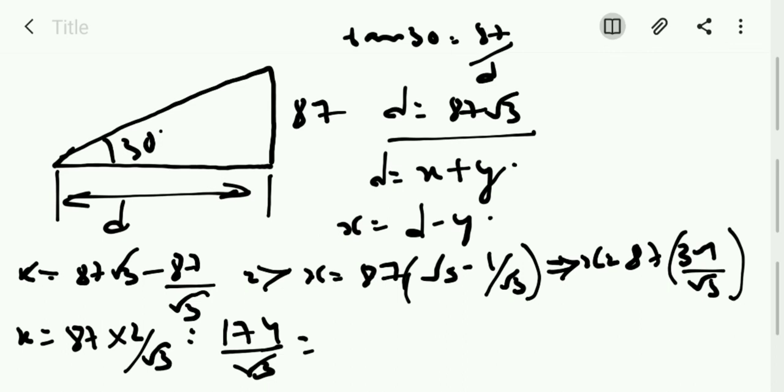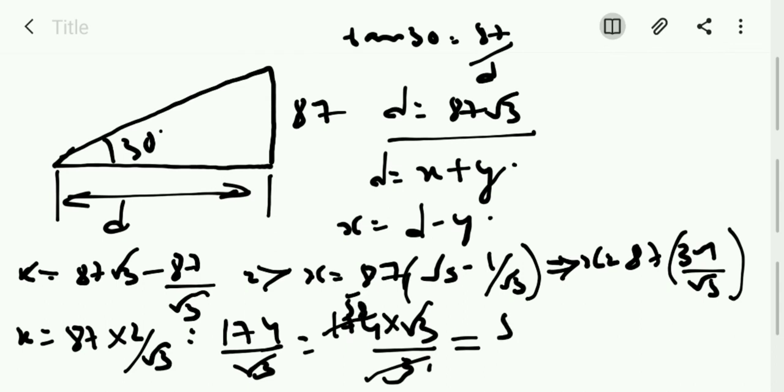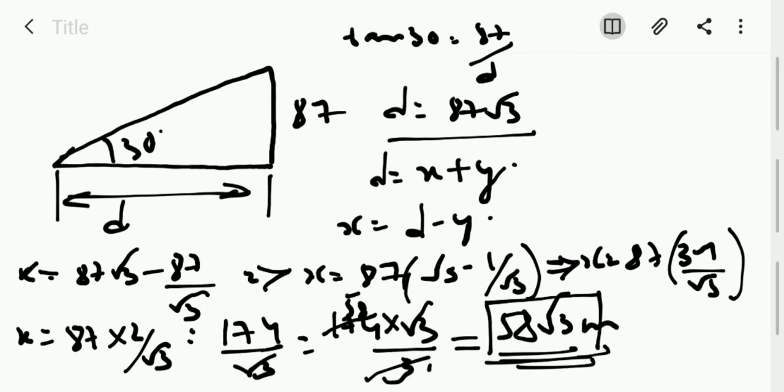Now what is 174 by root 3? I have already told you 1 by root 3 can be written as root 3 by 3, correct? Now if I cancel this, 3 ones are 3, 3 fives are 15, remainder is 2, 3 eights are 24, you will end up with 58 root 3. So your answer is 58 root 3 meters.